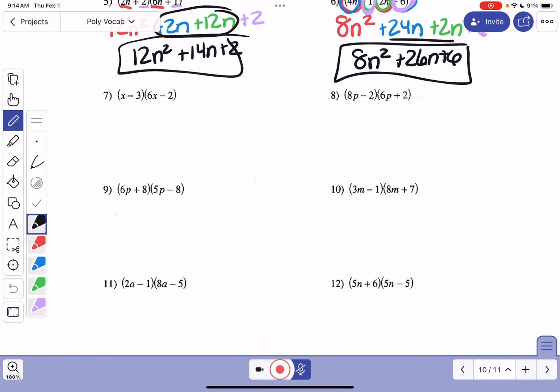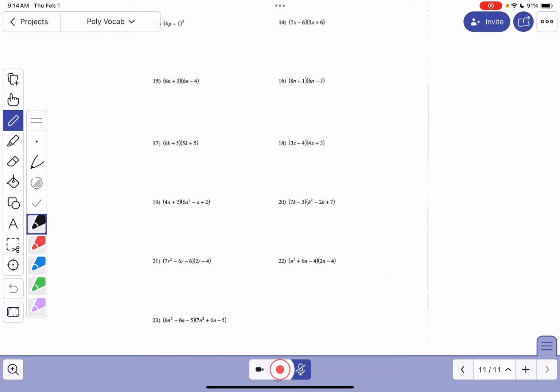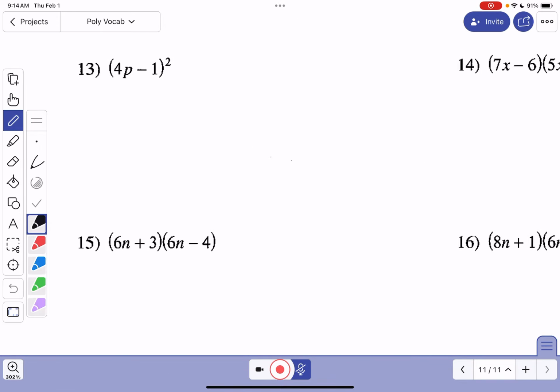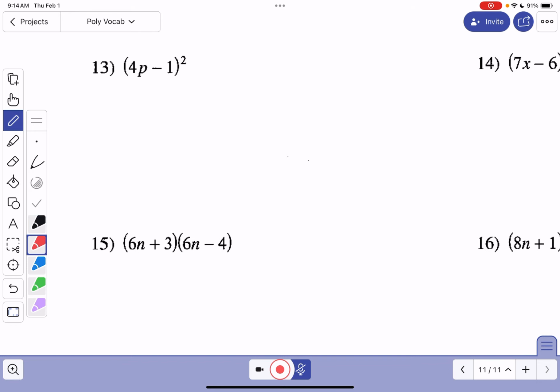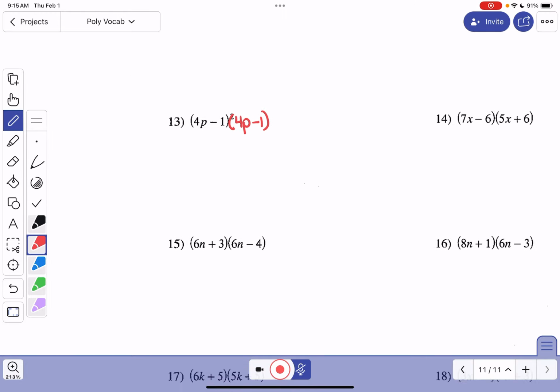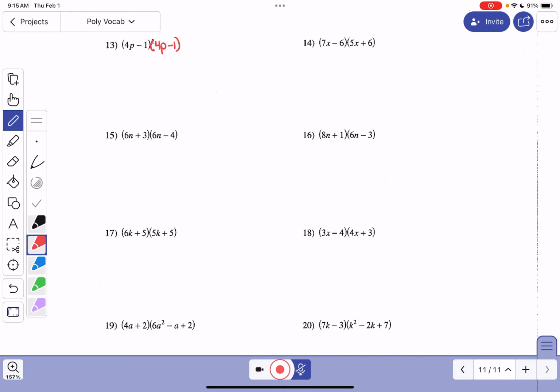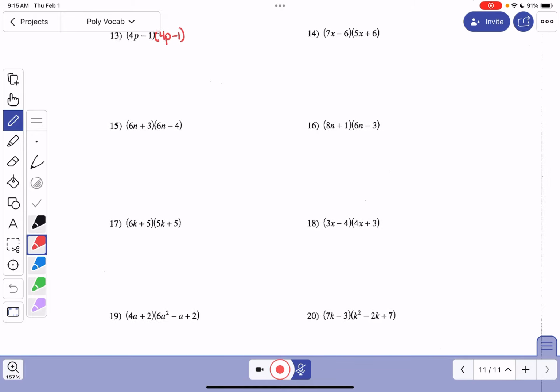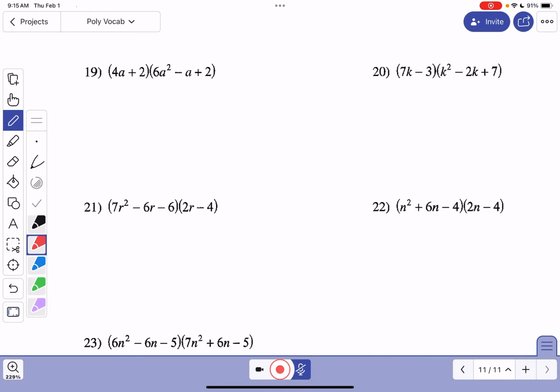You try 7 through 12, so you're going to finish this page. Then when you're ready, go to the next page. Up here, this squared doesn't mean square both parts. It means you're squaring the whole thing, so there's technically 2 of them. So if you have a binomial squared, you have to FOIL, not just 4 squared and p squared, otherwise you forget the middle. If you feel like you need more FOIL practice, you can do 13 through 18. If you think you're good, we're going to go to number 19.